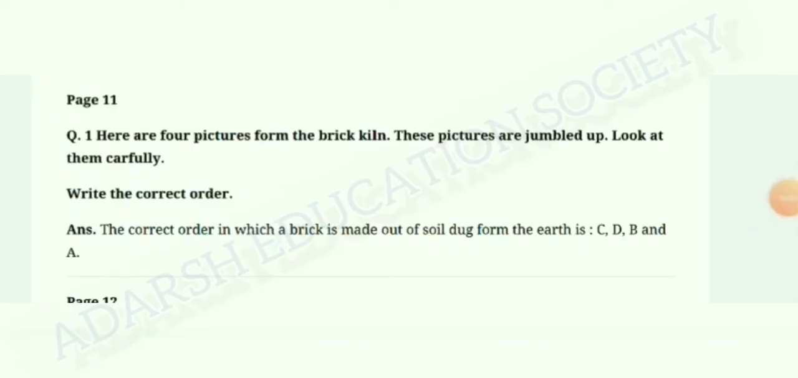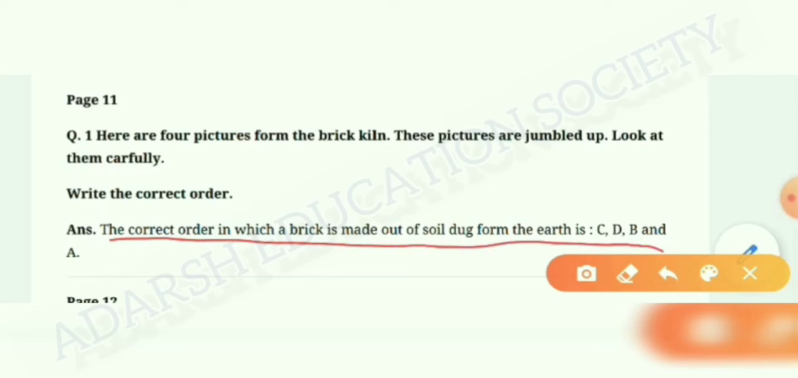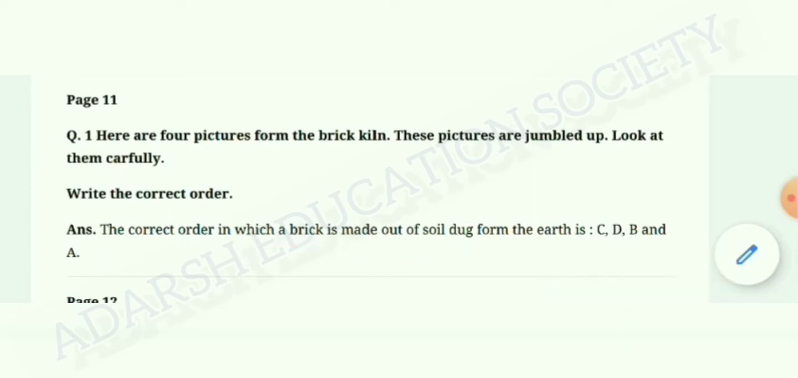Children, you have to write the answer like this. The correct order in which a brick is made out of soil dug from the earth is C, D, B and A. This is the correct order of the pictures. Okay.